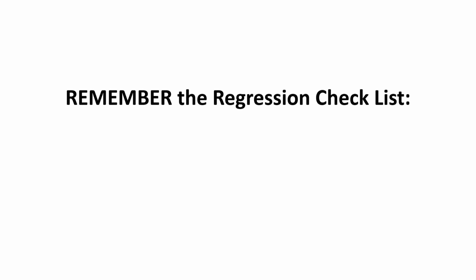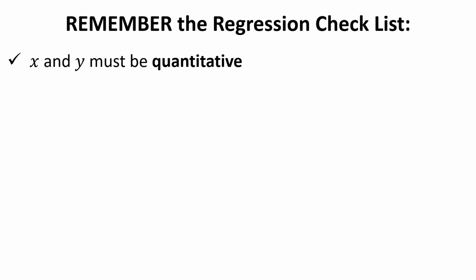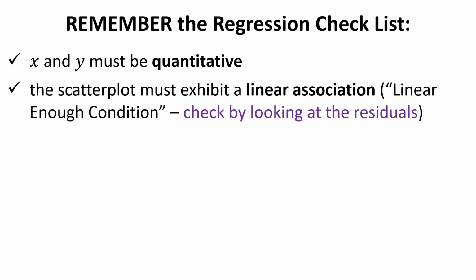Well, let's just review what those conditions are. First of all, your two random variables, x and y, that would be your predictor and your response, or you might say your independent and dependent variables, they must be quantitative. Second, the scatter plot must exhibit a linear association. In other words, the linear enough condition must be satisfied. And the way we normally check that is we look at the residuals.